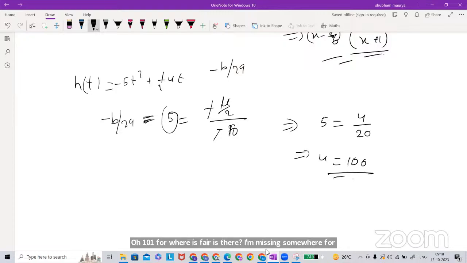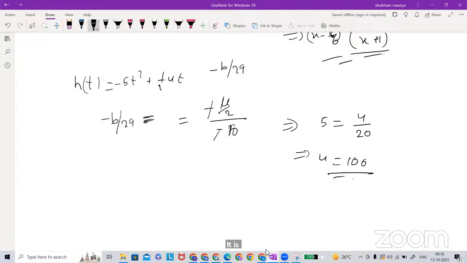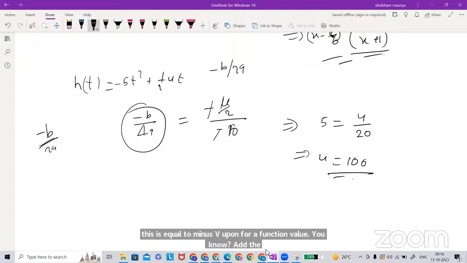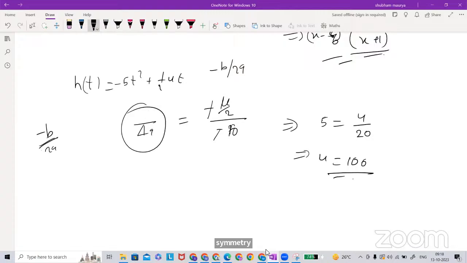Actually, I'm not able to understand. Sir, how can you write minus b by 2a equals 5? Sorry, I missed that. Minus b by 2a stands for the vertex of x. This value is the function value that is given. Sorry, I forgot that the function value is given. So this is equal to minus b upon 4a, the function value at the symmetry, that is, minus discriminant upon 4a.